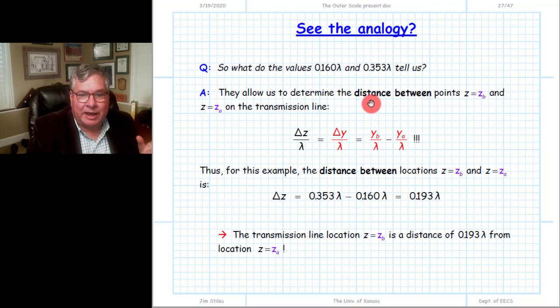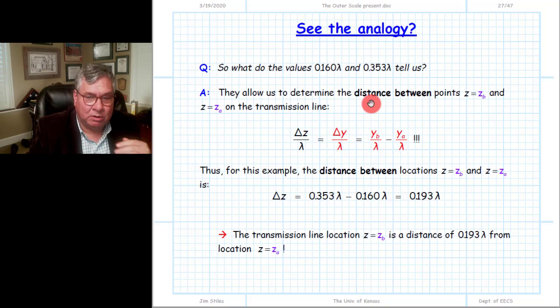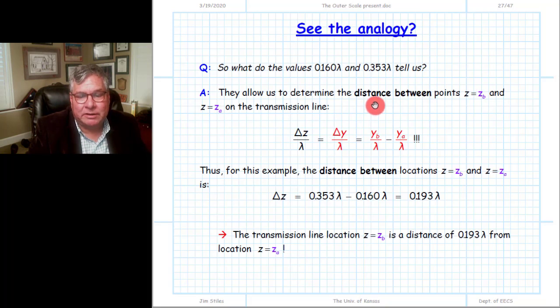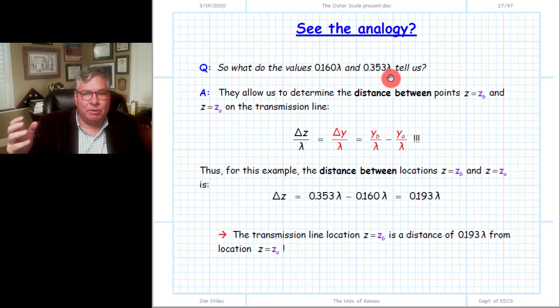From our Smith chart, we have determined from the phase angle of our reflection coefficient that they correspond to two outer scale values of 0.16 lambda and 0.353 lambda. Again, either of them by themselves means nothing to us. What makes them helpful is if we take the difference between the two.